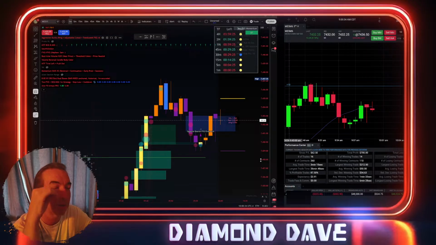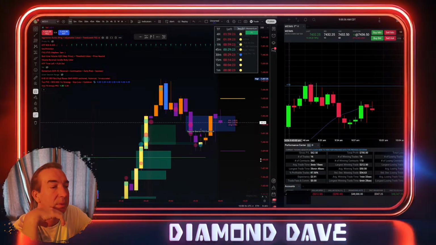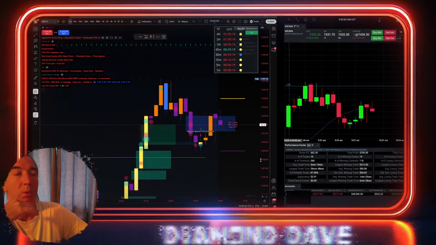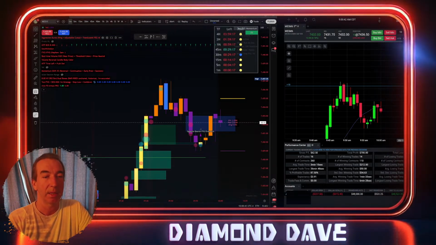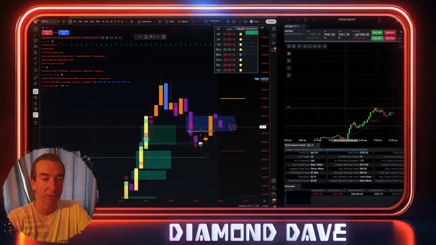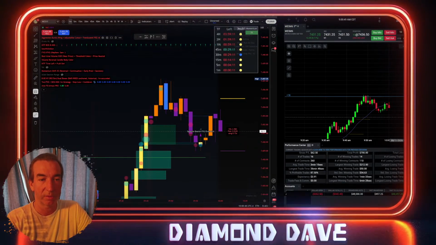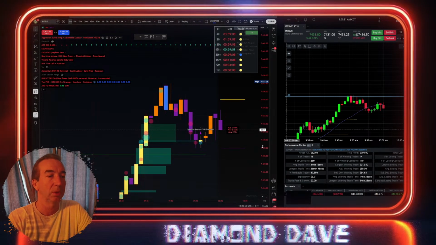But it seems like we're starting to creep up a little bit. As soon as I say something, of course, it goes the opposite direction. We are kind of rounding this top on the EMA, but as you see, it's kind of a series of S curves here.